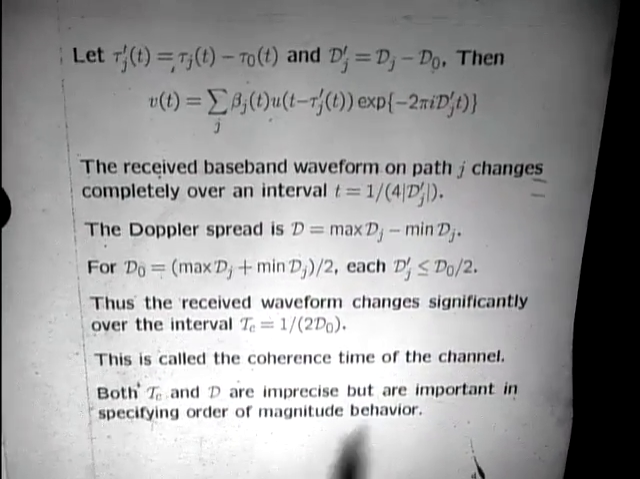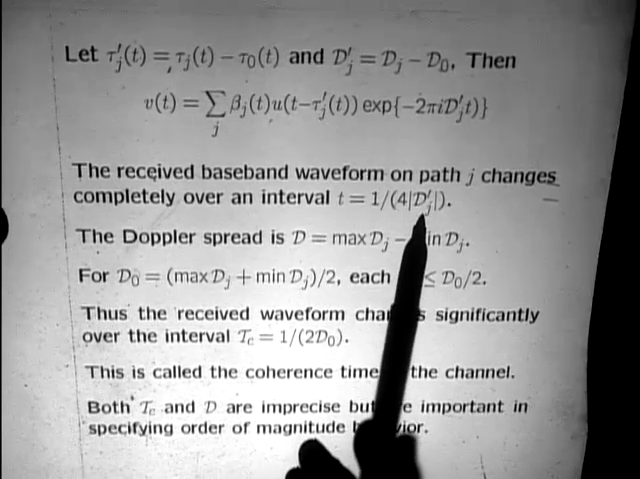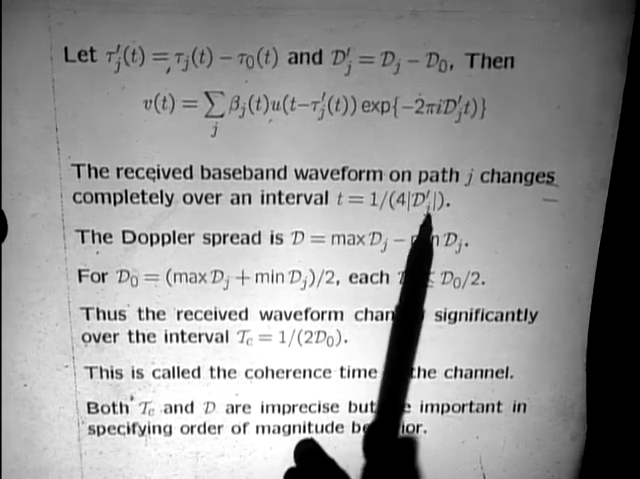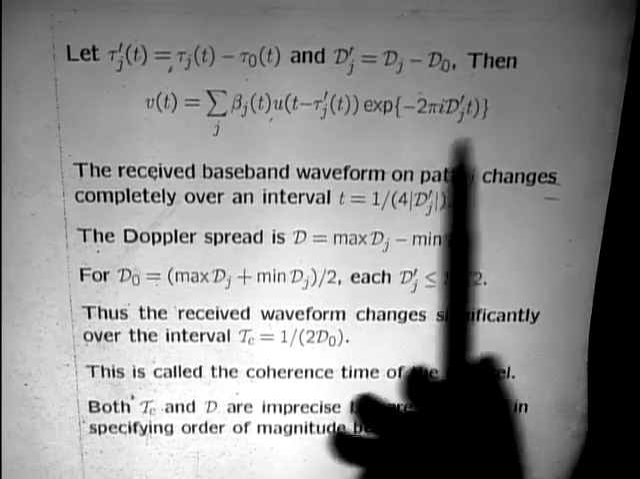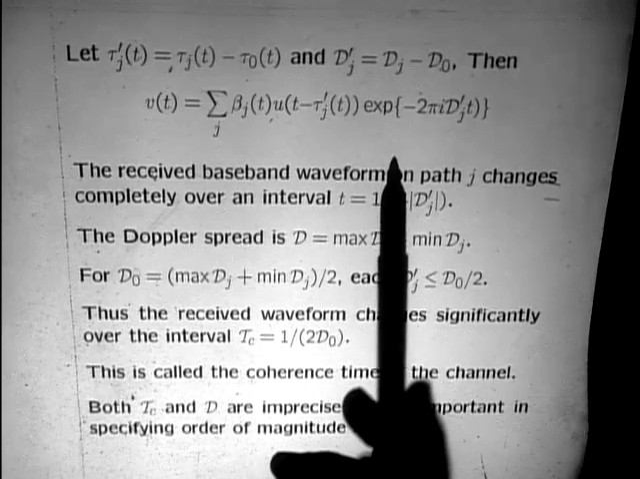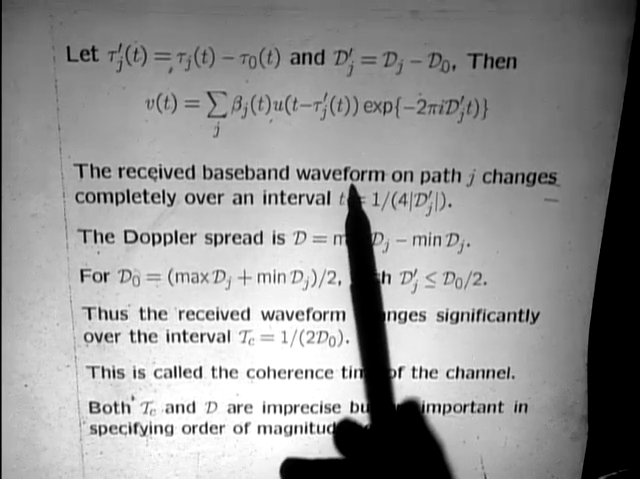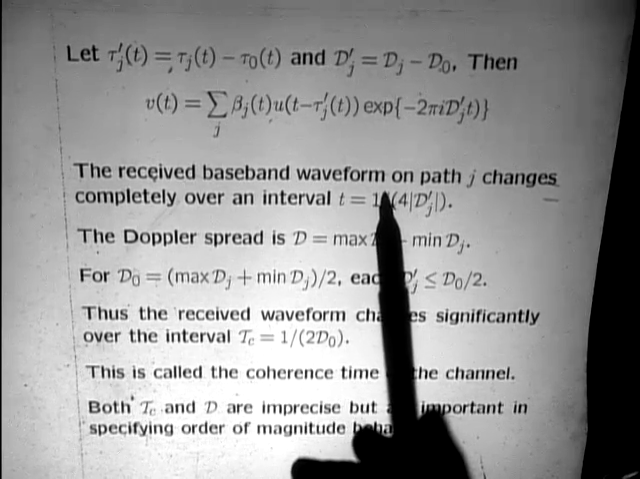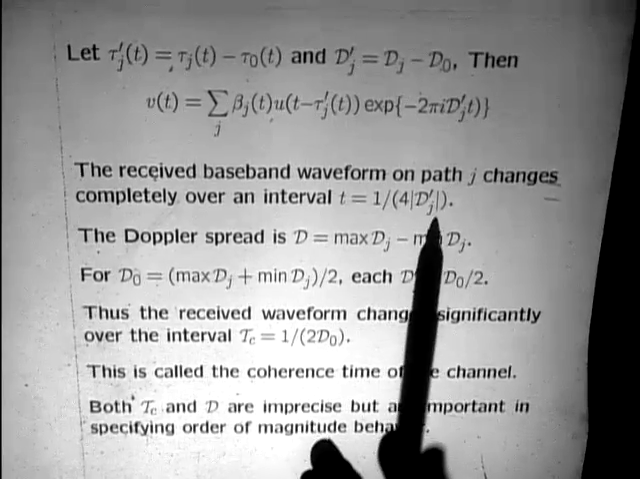Okay, the received baseband waveform on path j is going to change completely over an interval of 1 over 4 times the magnitude of this differential Doppler shift. The Doppler shift might be positive or negative, but if you look at this expression up here, that's the amount of time that it takes for this quantity to change by pi over 2. When this changes by pi over 2, this exponential goes from its maximum 1 down to 0, or from 0 to -1, or from -1 to 0, or from 0 up to +1. That's a pretty major change. So the interval required to do that is 1 over 4 times that Doppler shift.